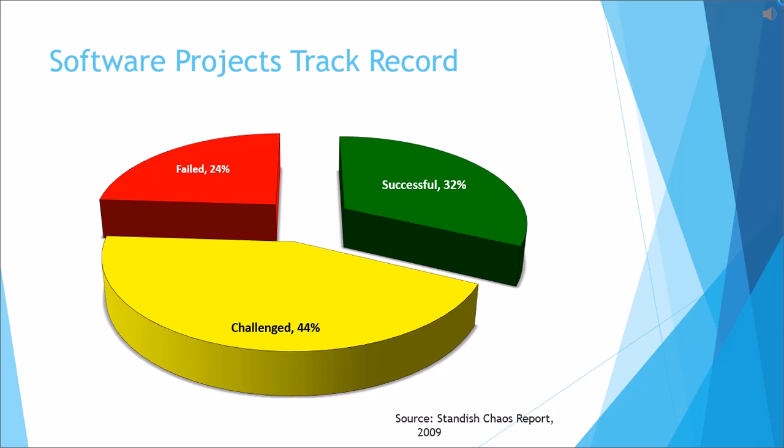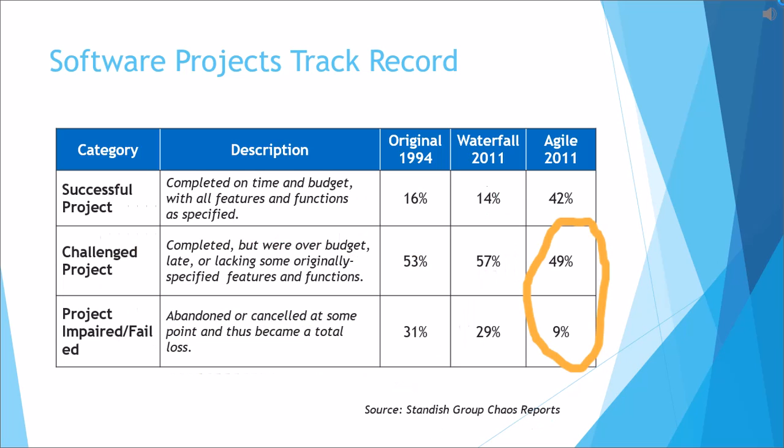If you look at the pie chart, it shows that 32% of all the projects which were surveyed succeeded. The remaining 68% of the projects either failed or were challenged. Challenged projects are those projects which were either late or over budget. If you look at this table, it shows how the success or failure rate of the projects has been from 1994 to 2011.